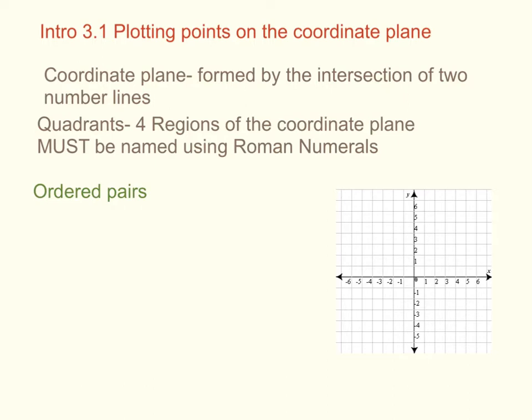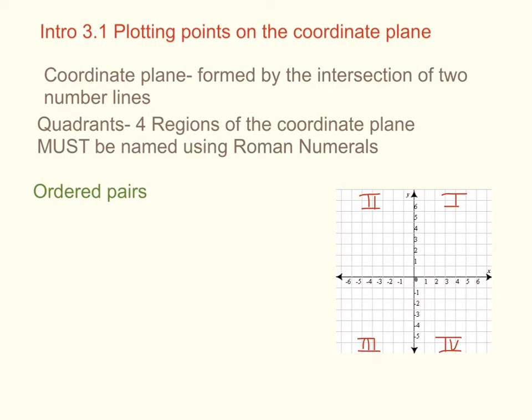We can then go ahead and divide this into quadrants. In quadrants, we name them going counterclockwise, and they must be named using Roman numerals. So for example, this is quadrant 1, this is quadrant 2, this is quadrant 3, and this is quadrant 4. We're going to get into plotting points on these coordinate planes in a moment.